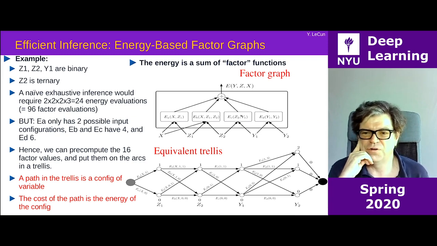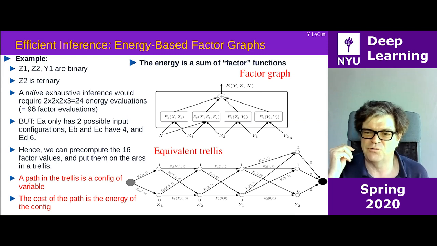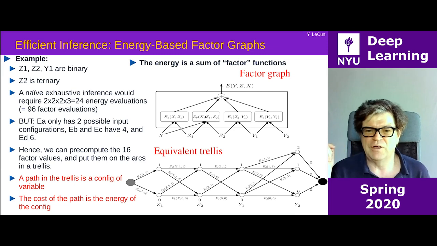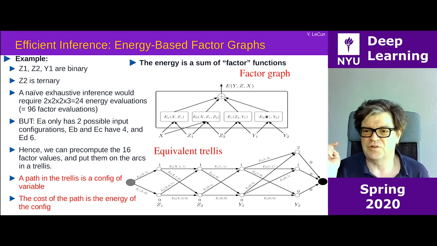This one is also going to see only four values, because this is binary and that's binary. So you can pre-compute those four values, okay? So that's another four evaluations of an objective function, so we're up to eight. And this one has six different values because this variable is binary, this one ternary, so it's 2 times 3. So now you have six different configurations. So by pre-computing the four here and the six here, you have computed all the possible configurations, basically.